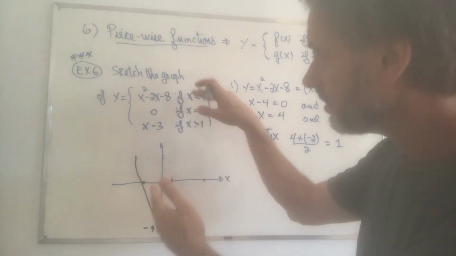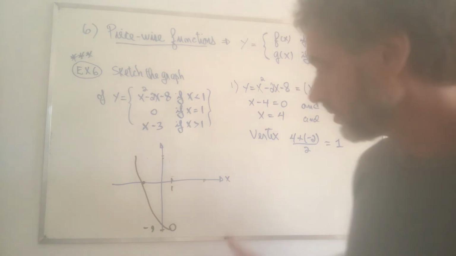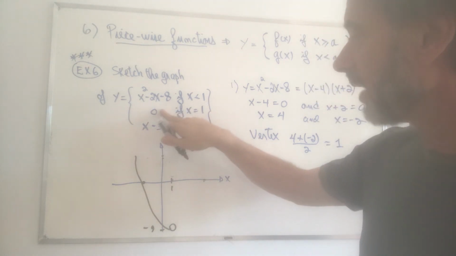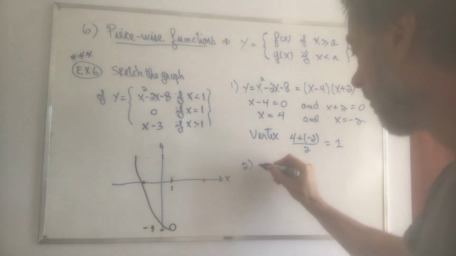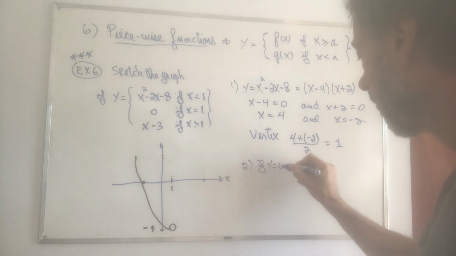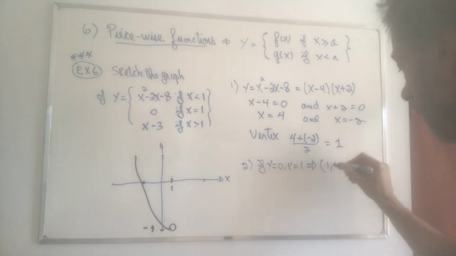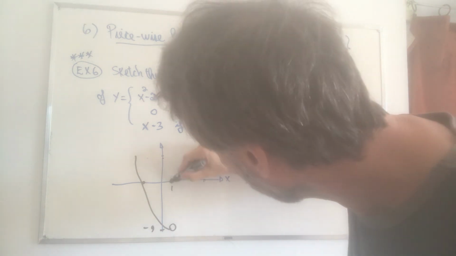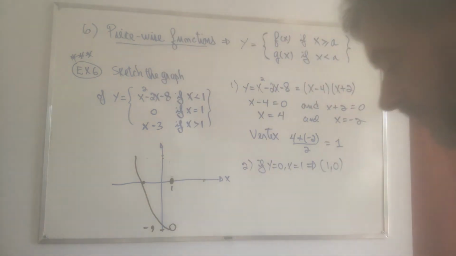So you see, this is the first third, if you want, of the graph. So it starts like this. Then we go on to the second part. If y is 0, x is 1. Well, that's the point (1, 0), isn't it? That's the point (1, 0), which is right here, right on the x-axis. So that was pretty easy.